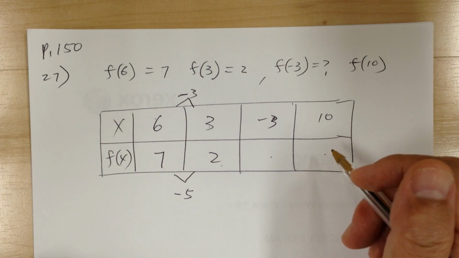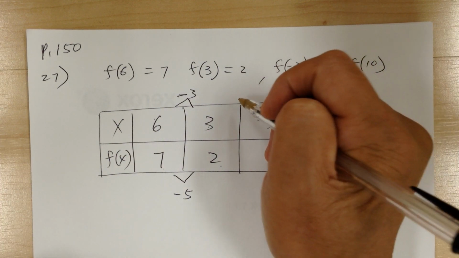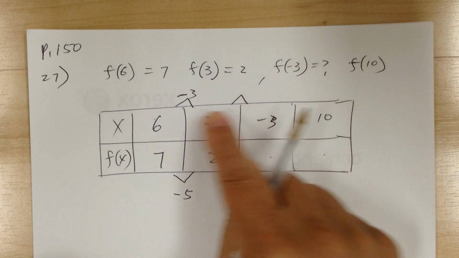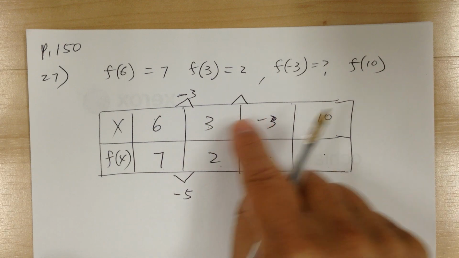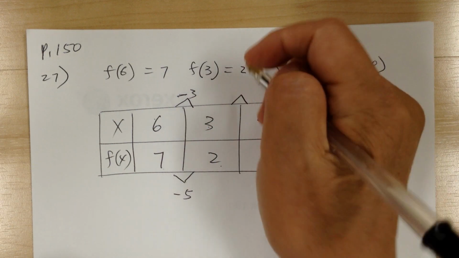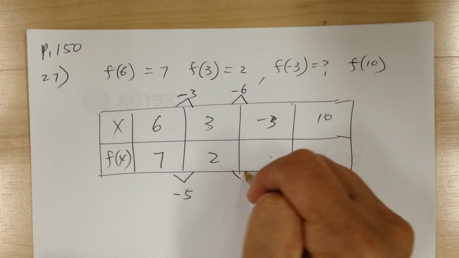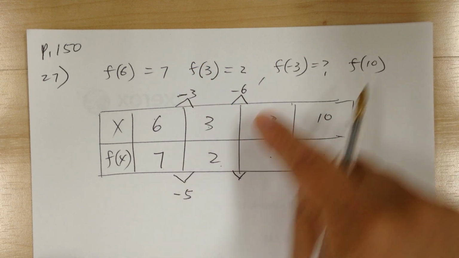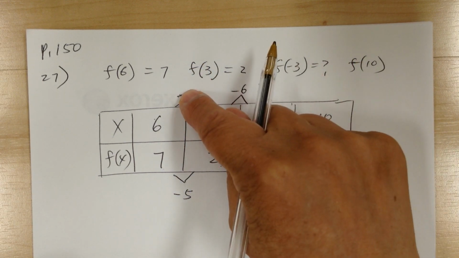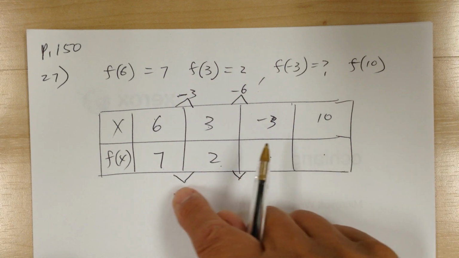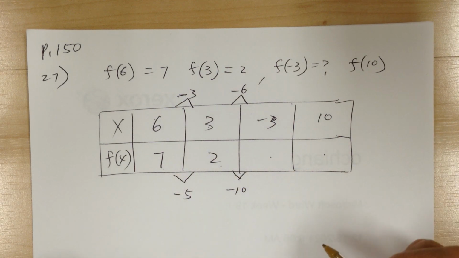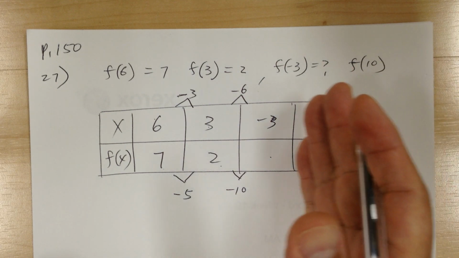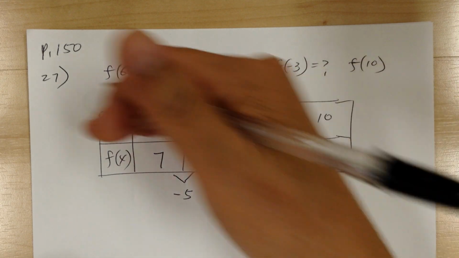Okay, so now it's a little bit tricky. So you can do it the vertical way or you can do it the horizontal way. From here to here, it's going to be negative 6. So instead of doing it this way, you can do it this way. Notice that this is twice as that, so this is going to be twice as that, so this would be minus 10.